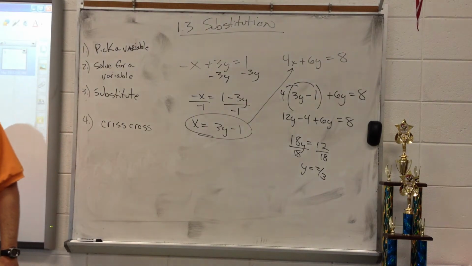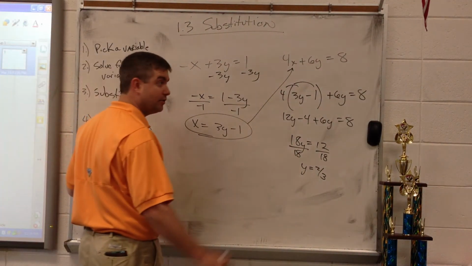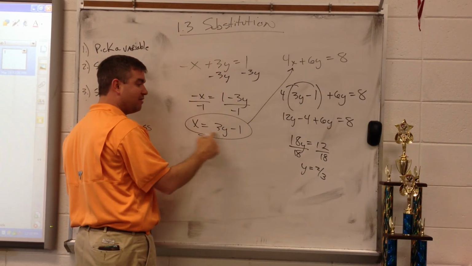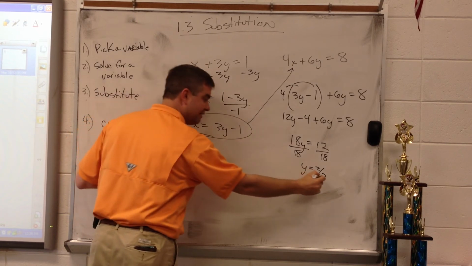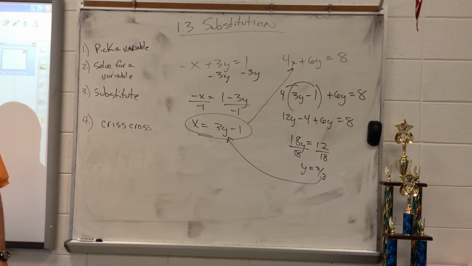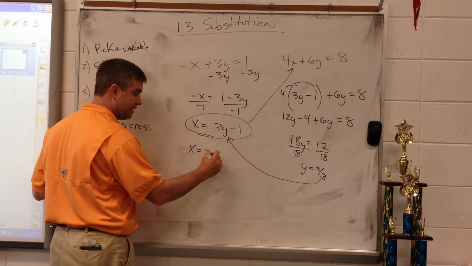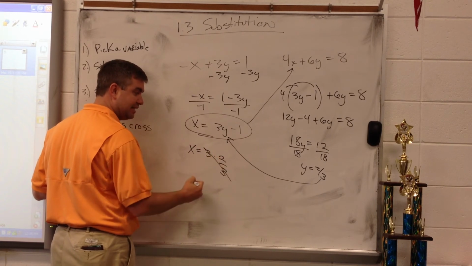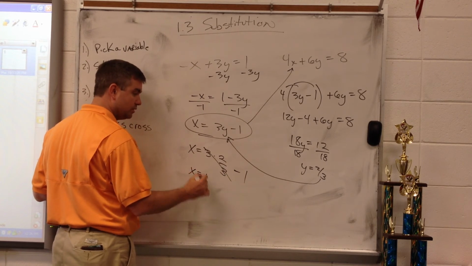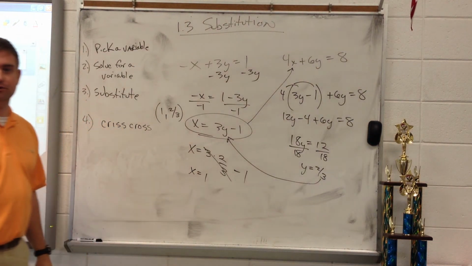No big deal. Now what do I do with that 2 thirds? Plug it in where? Do I plug it in up here? No. I could, but that would be too much work. I've already got this one solved. All I've got to do is take the 2 thirds and crisscross and put it back in the other side. The good news is there's a 3 there and they're going to cancel. X equals 3 times 2 thirds. The 3's cancel. Minus 1. What's 2 minus 1? 1. X equals 1. So I have one solution at (1, 2/3).